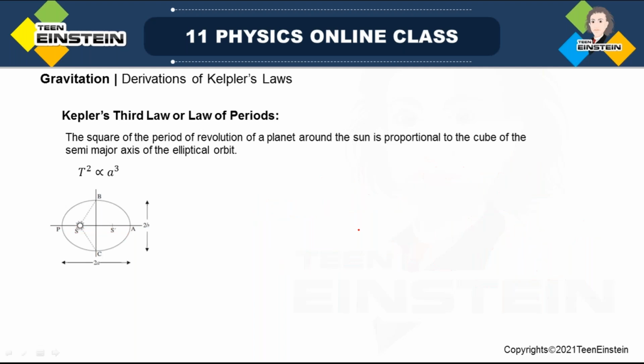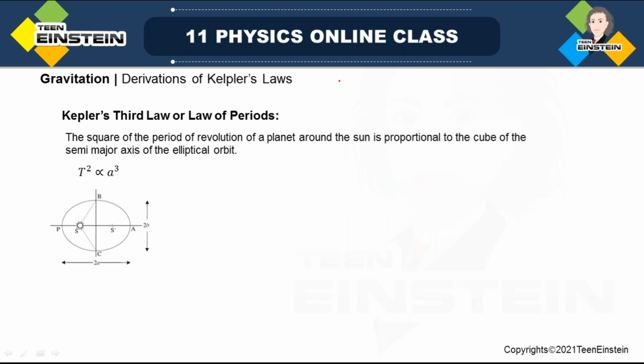Now we have to prove the law. What is the law? If the time period of revolution of a particular planet around the sun is T, and semi-major axis is a, then it can be shown that T square, the square of the time period of the planet about the sun, is directly proportional to the cube of the semi-major axis of the elliptic orbit. So let us prove this.